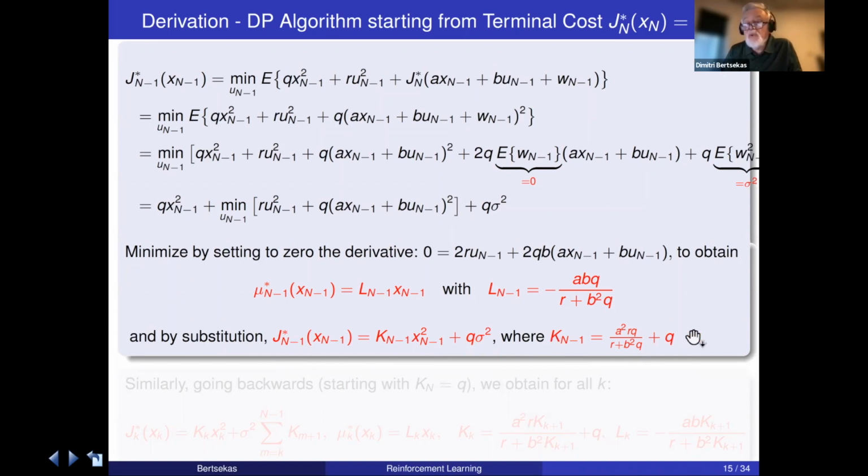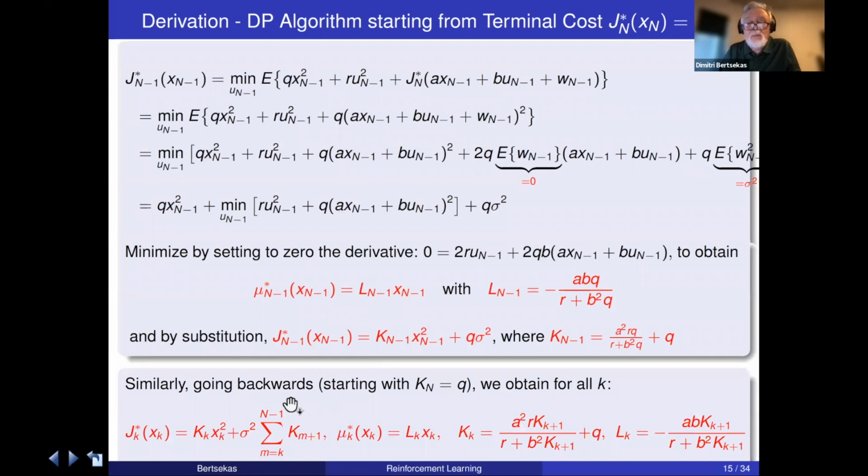So we are done with the first step of dynamic programming, and lo and behold, we have obtained a nice form of optimal cost to go. It is quadratic, like this one is, so we can repeat this calculation using this instead of that, and going backwards, we obtain the final result. I'm not going to go into the details. It's evident from this calculation that it can be repeated all the way going backwards.